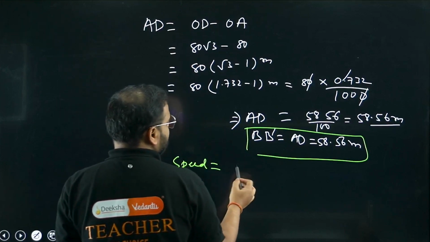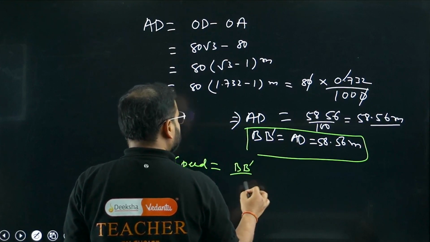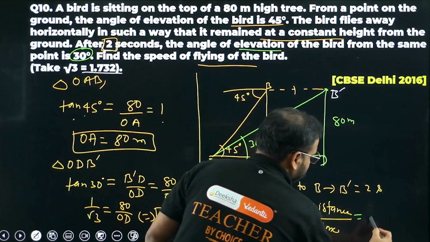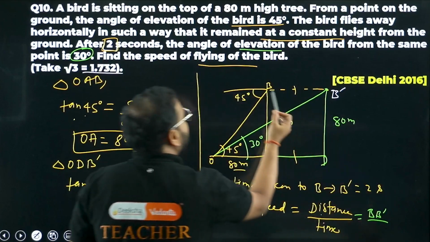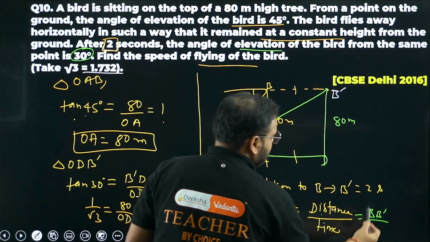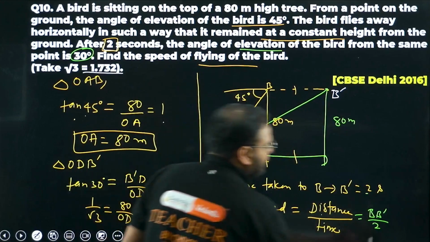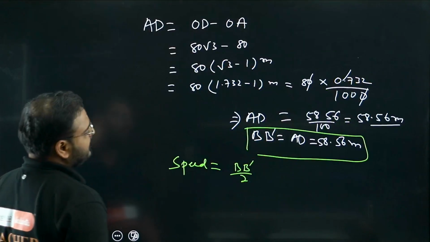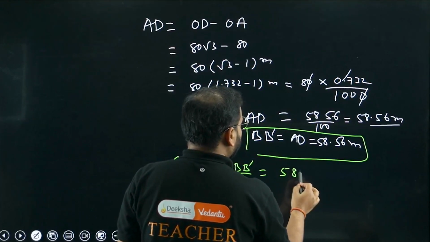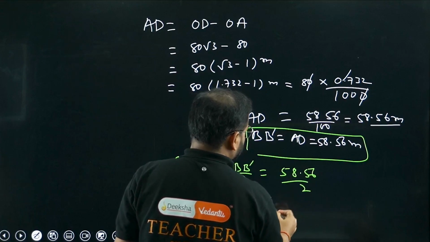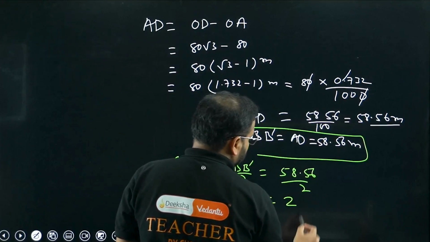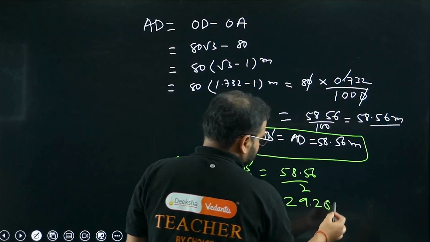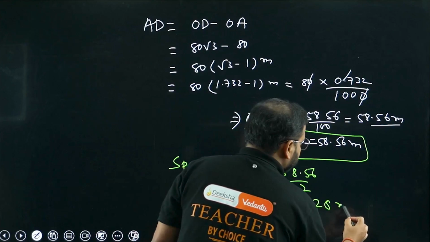Speed is going to be distance by time, right? So BB dash by 2 seconds. Please check. Distance is what, sir? BB dash. Cross check here: distance from here to here is BB dash, upon time, which is 2 seconds. So divide by 2. What's the unit going to be? Meter per second. Clear, right? So how much is that? 58.56 by 2. So we get 29.28 meter per second.